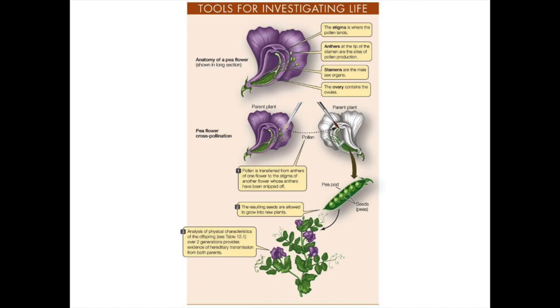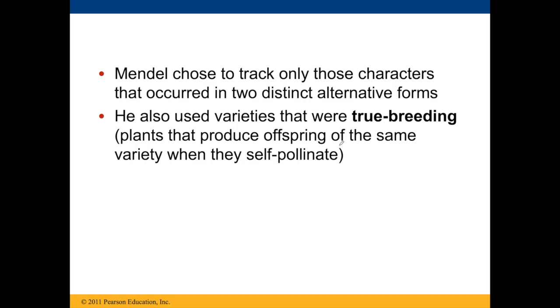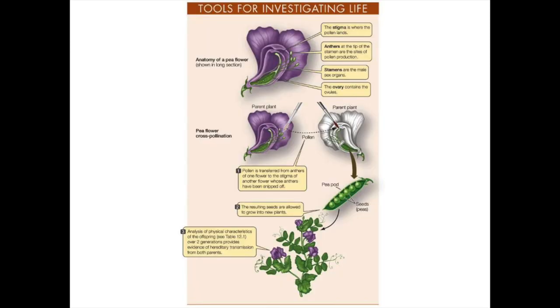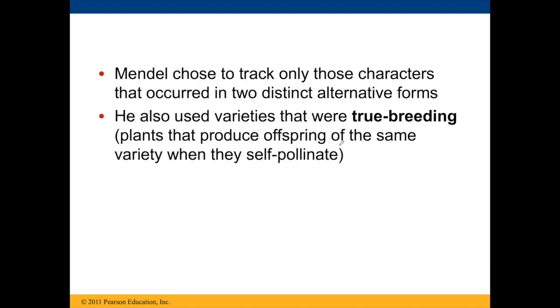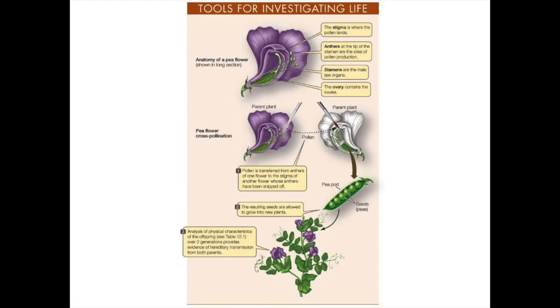Alright, so more details about Mendel's experiment. Mendel chose to track only those characters that occur in two distinct alternative forms. In other words, in pea plants, you have either pea plants with purple flowers or pea plants with white flowers. There are no yellow, blue, red, orange flowered pea plants. It's either purple or white. That's it. He also chose to use varieties that were true breeding. What that means is this purple flower plant, it can mate with itself since it produces both sperm and eggs.